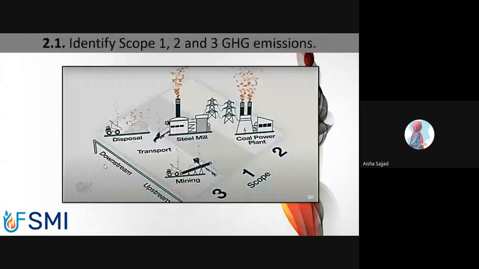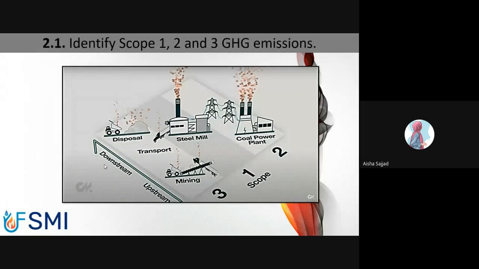When we talk about the next assessment criteria, we want to identify what scope 1, 2, and 3 greenhouse gas emissions are. We have talked about scope 1, 2, and 3 greenhouse gas emissions a lot of times throughout this diploma, but I will explain it a little today too. For example, if we are a steel mill, the scope 1 emissions will be because of the activities that the steel mill is having directly, for example, the manufacturing and production activities that it is having.